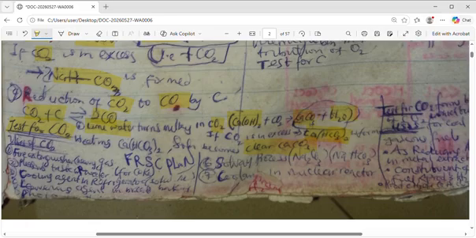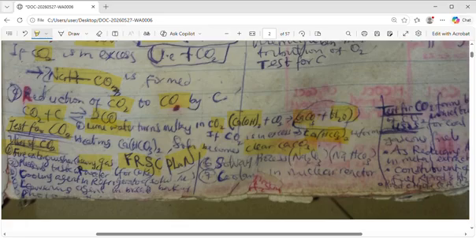Now, uses. What are the uses of carbon dioxide? Just use FRSC, like Federal Road Safety Corps. They have a plan, FRSC plan. The F means fire extinguisher. We can use carbon dioxide to extinguish fire. Because it's a heavy gas, it will extinguish that fire.